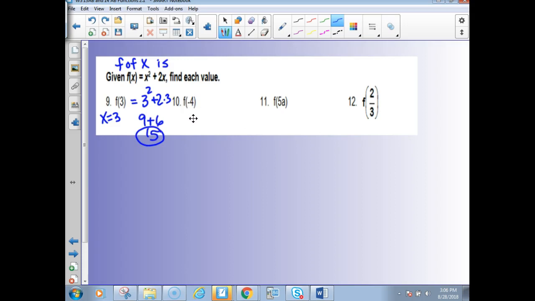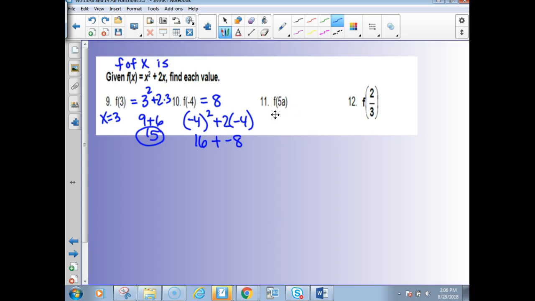The f of -4 means plug in -4. So -4 quantity squared plus 2 times -4 is what we're calculating. -4 squared is 16. Do it in your head. Plus 2 times -4 would be -8. 16 plus -8 is 8. So the f of -4 is 8.